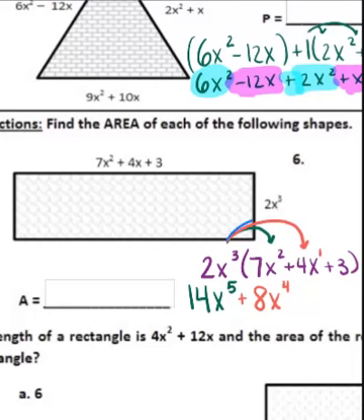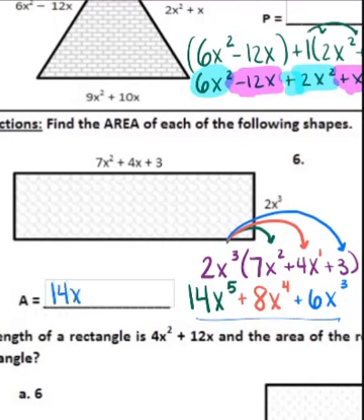And distribute it one last time to the 3. 2 times 3 is 6, and there's no x's happening here, so it's just x to the third. And this piece is your area. 14x to the fifth plus 8x to the fourth plus 6x to the third. That's your area.